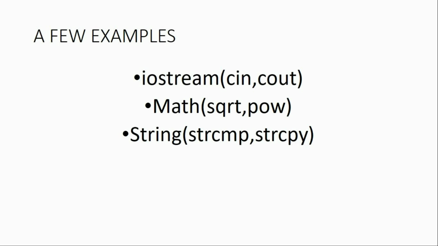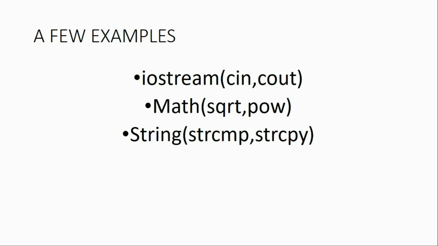The first one being iostream. This header file stands for input output stream. The popular functions of this header file are cin and cout. Cin is to accept some input from the user, whereas cout is to display some computational value. Second one being math. This header file is used for various mathematical operations. The most popular ones being square root and power, sqrt and pow are the abbreviations for those. And you will be using these very frequently.